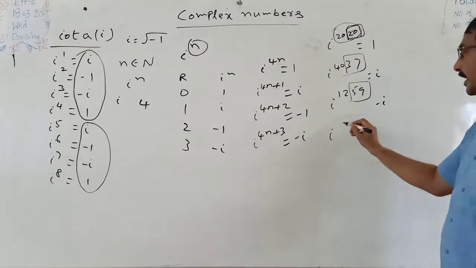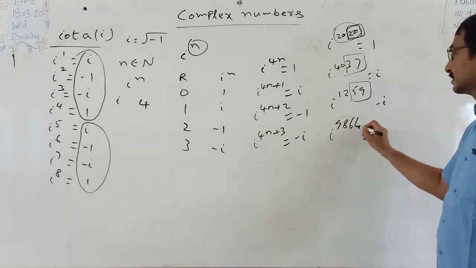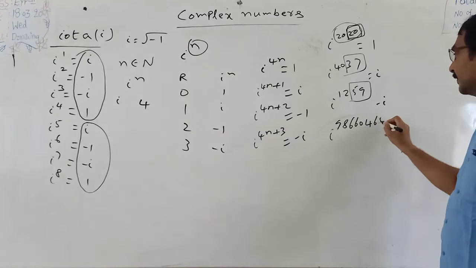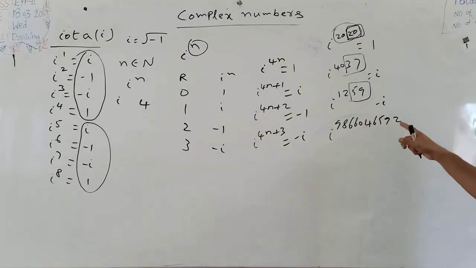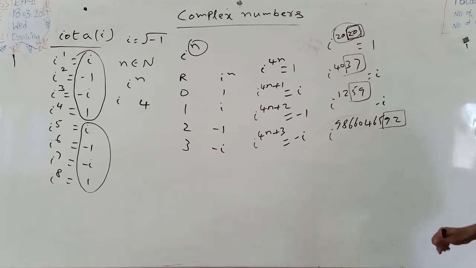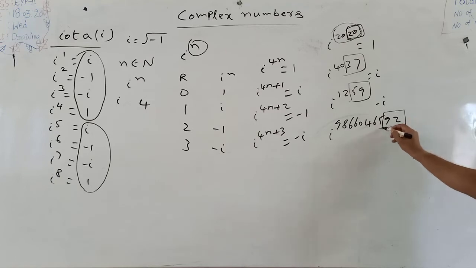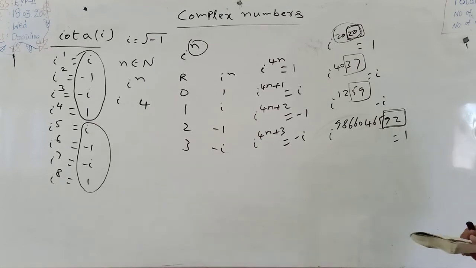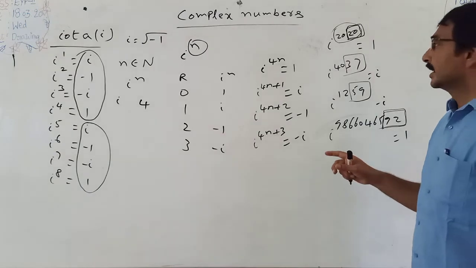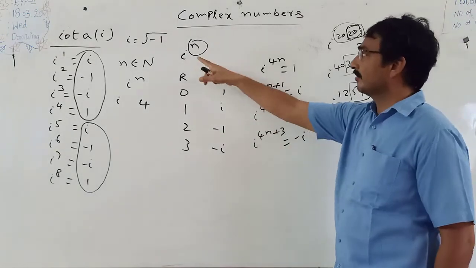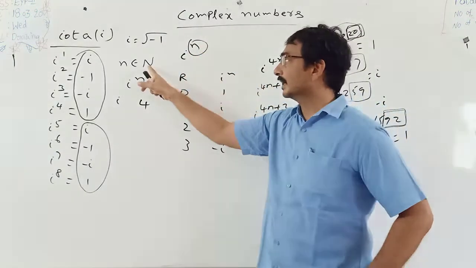The value of i power 9866046592. Divisibility by 4 depends on the number formed by the last two digits. Therefore, clearly the remainder of 92 when divided by 4 is 0. Therefore, the value is 1. So this is about the working rule of finding the values of i power n, where n is any natural number.